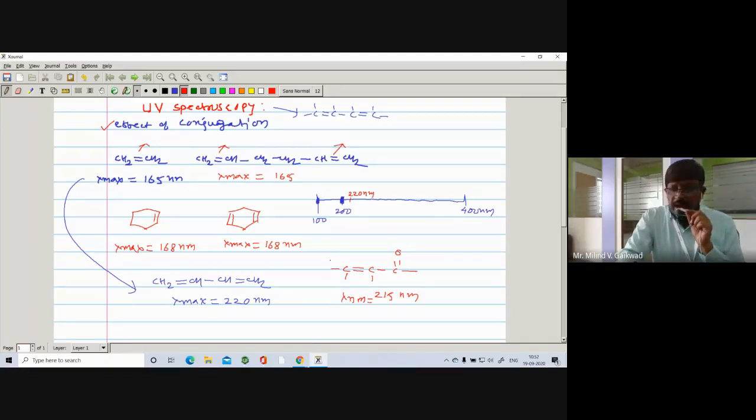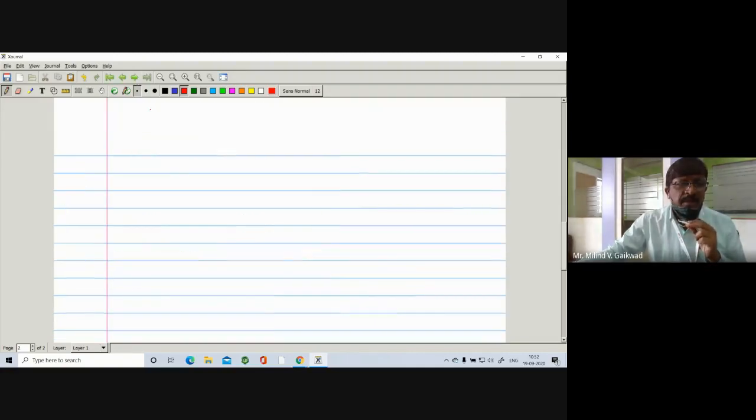So this is the effect of conjugation. Now here we'll solve some numericals, and from there we'll solve some examples. We'll not take more examples.